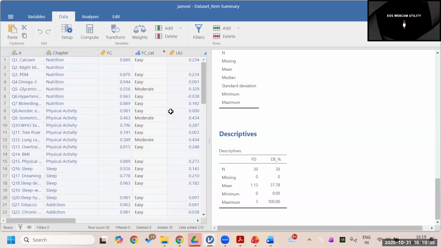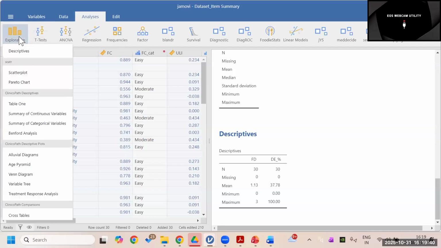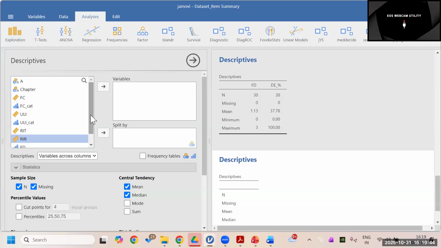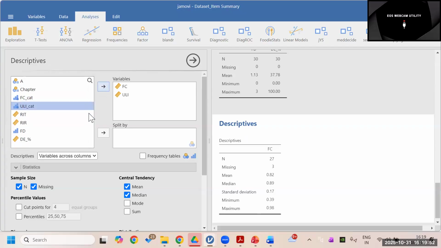So you can create a cross table. How will you create the cross table? Go to Explore, click on Descriptive, and you split this, all FC. So you split this variable, then you take the mean of ULI and the distractor efficiency, and split it by the chapter.